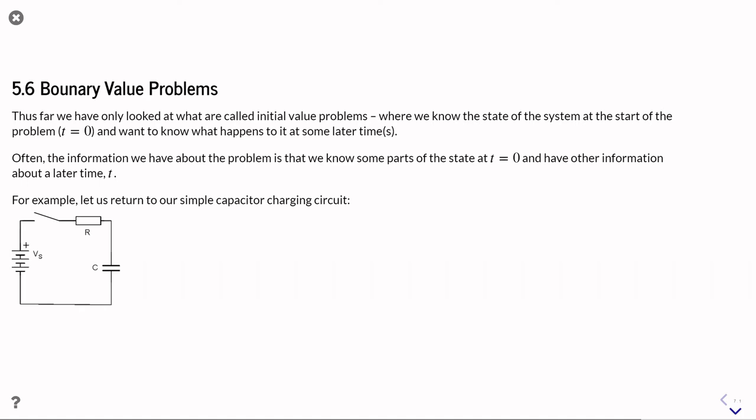So to give us a concrete example, we'll go back to our capacitor charging circuit and think about a situation where we know the voltage source, we know the resistance, and we know the voltage across the capacitor at two different times. And what we're interested in finding out is the capacitance in the circuit.